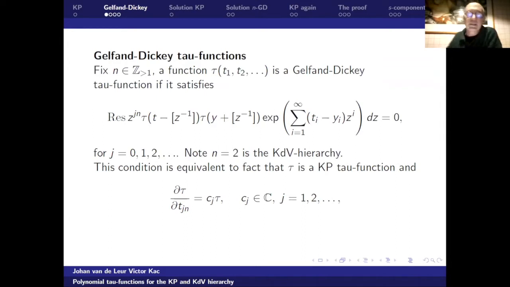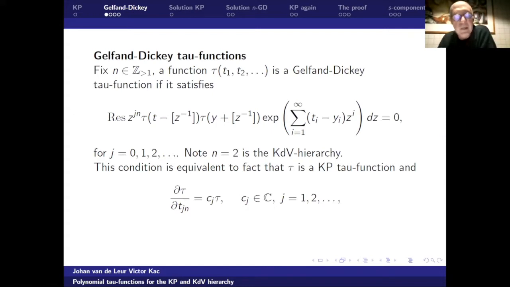If you look at this equation, you can somehow show that if this is 0, it means that if you differentiate the tau function to one of these tjn, so tn, t2n, t3n, you get the tau function back times a constant. So it's more or less exponential in these particular times, and in all the other times the tau function is different. And this cj is some constant, a complex constant.